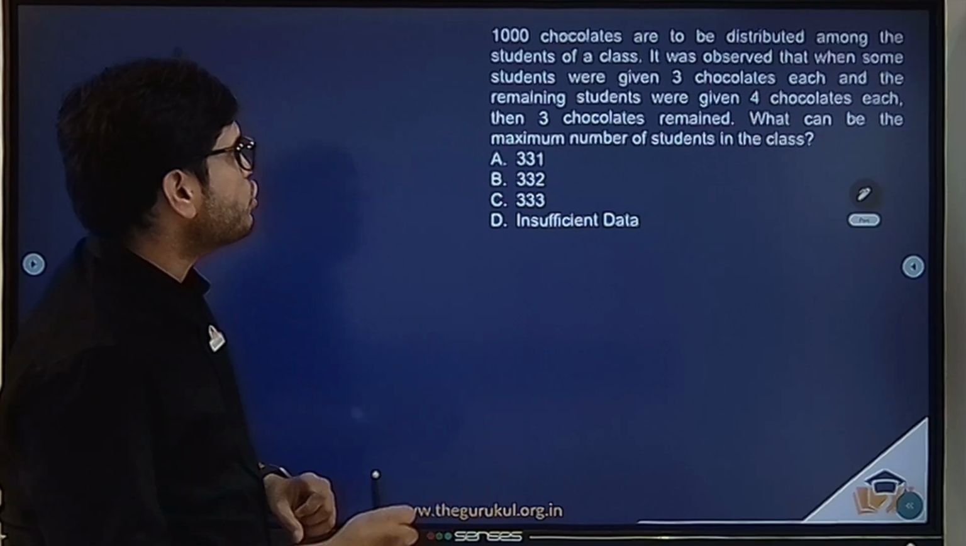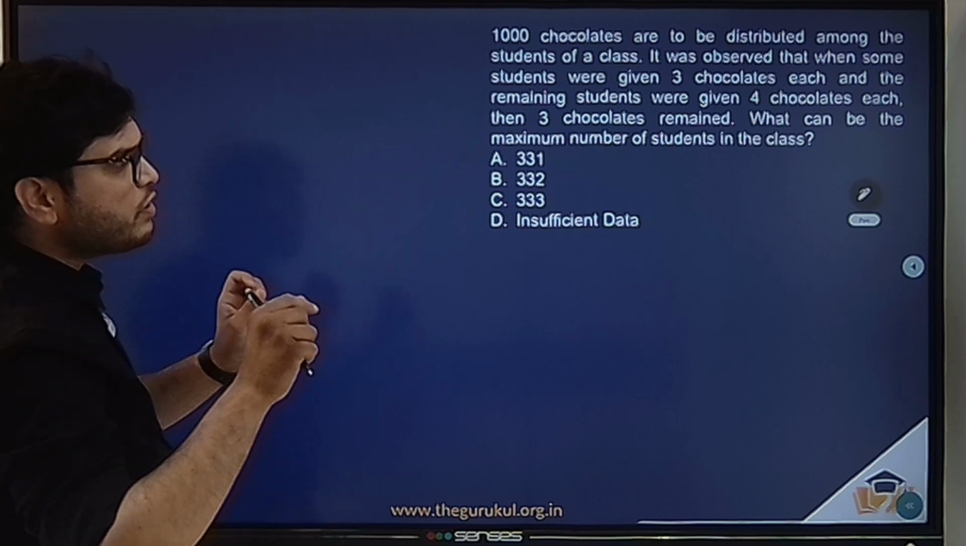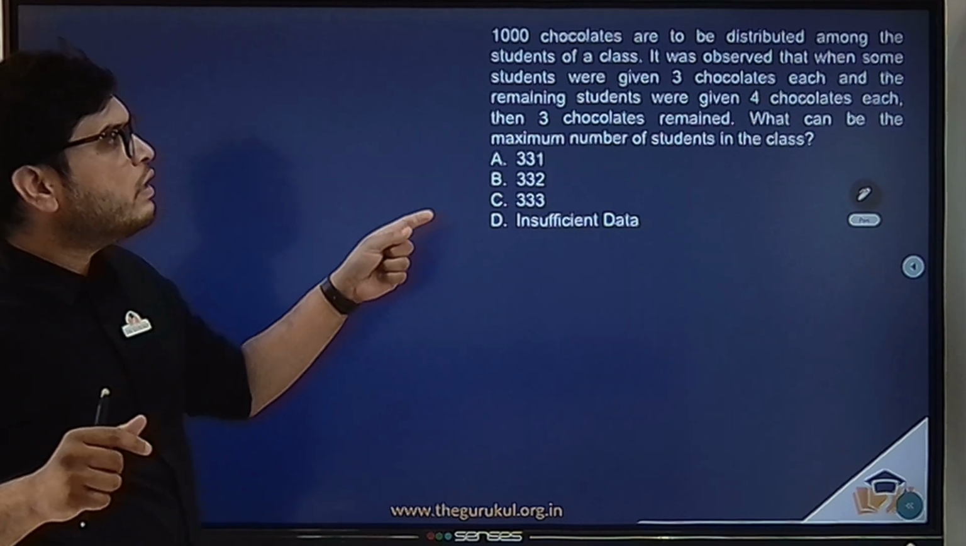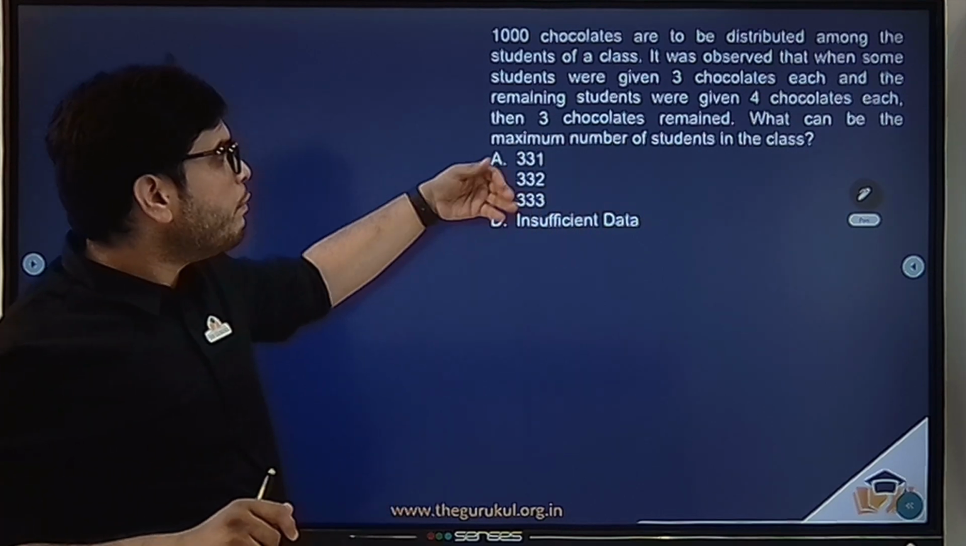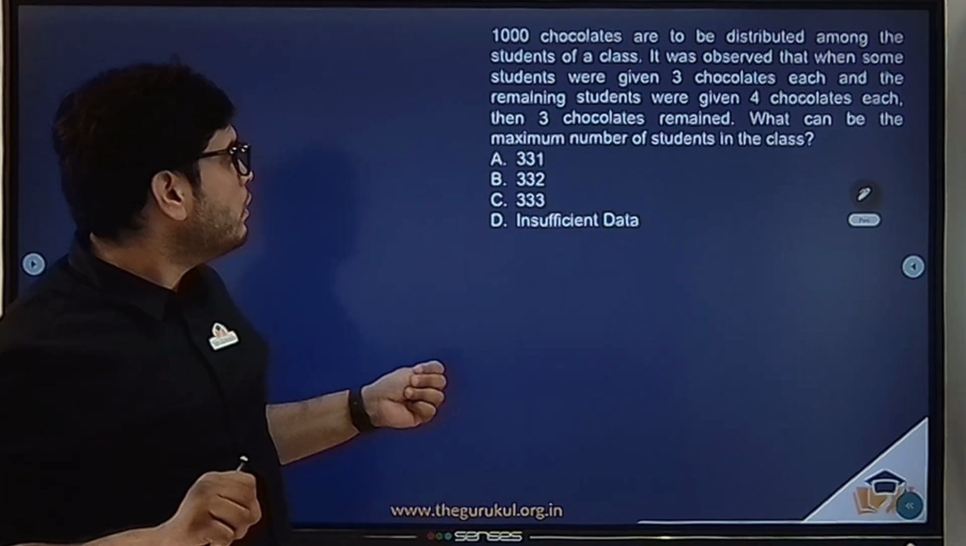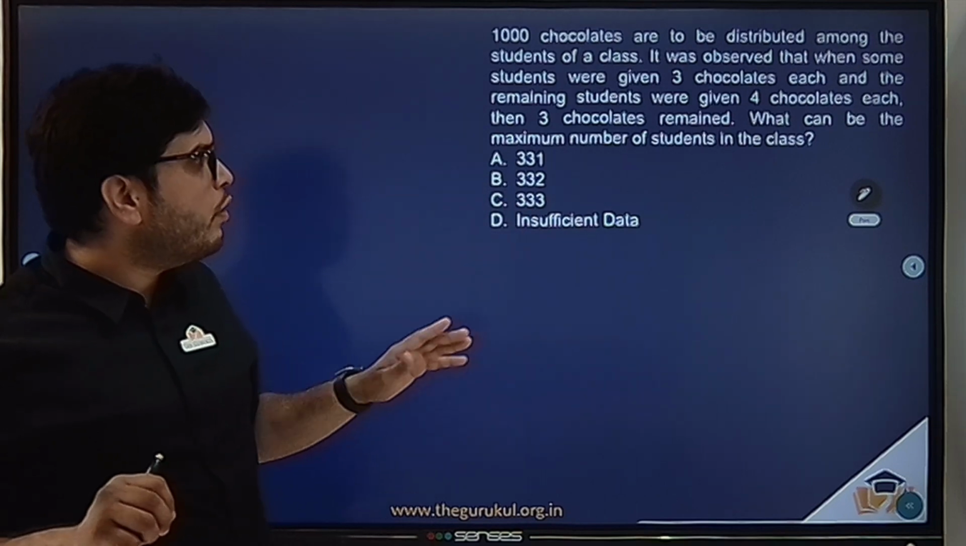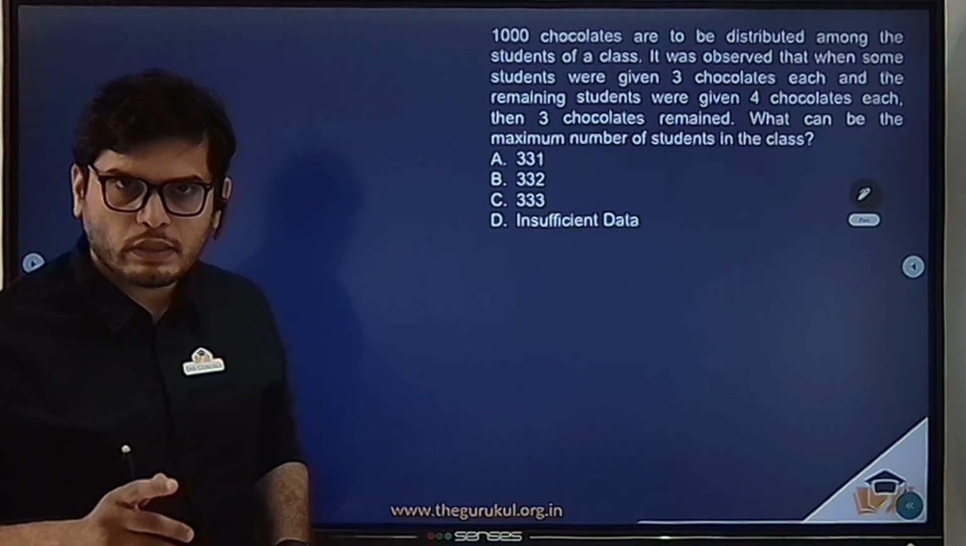Now coming to the third question. 1,000 chocolates are to be distributed among students of a class. It was observed that when some students were given 3 chocolates each and the remaining students were given 4 chocolates, then 3 chocolates remained. What can be the maximum number of students in the class?